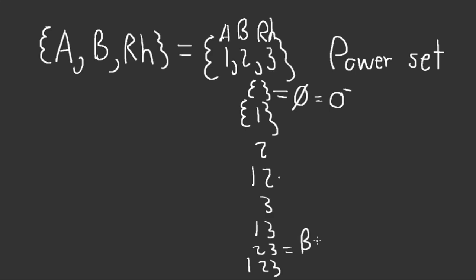And then 2, 3 is, let's see, if 2 is B and Rh is 3, this is B positive. And you should always be positive. And 1, 2 is, 1 is A, 2 is B, so this is AB negative. And in general, these are all the blood types.